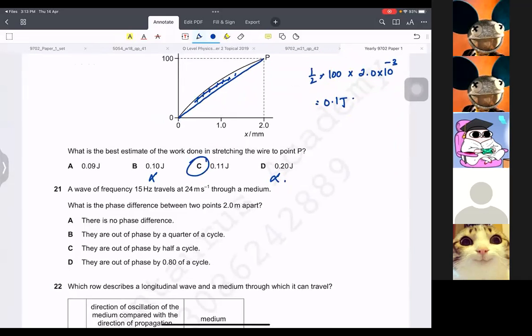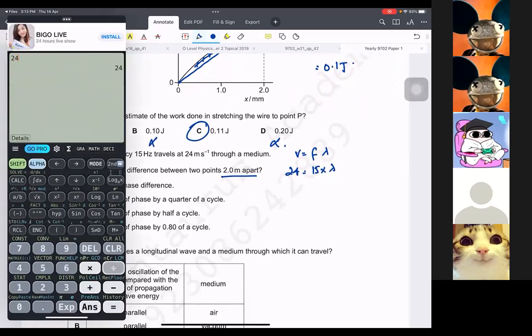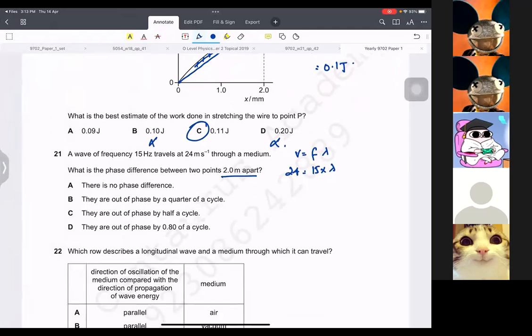The wave of frequency 15 travels at 24 through a medium. What is the phase difference between 2 points 2 meters apart? So first of all, I'm going to find the wavelength. V is equal to f lambda. Speed is 24, the frequency is 15 and lambda is lambda. So 24 divided by 15 would be 1.6. Right, now this is the lambda.